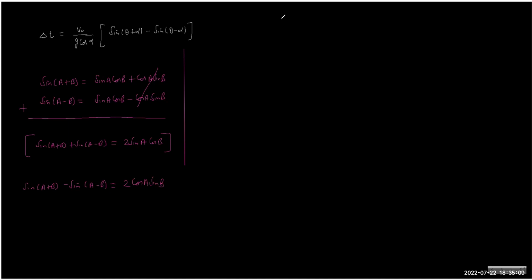Correct. Thanks for correcting. So delta t turns out to be how much? 2 cos A, which is cos theta, sine alpha. So we get a really nice answer. We get 2 v naught by g into cos theta tan alpha. That's a simple way of writing.